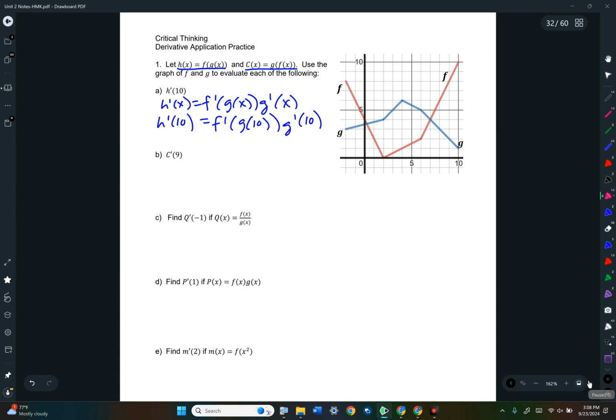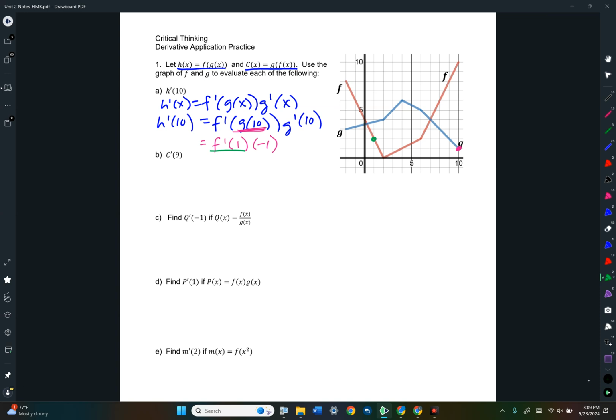Okay, so let's start right here with this g of 10. Well, g is the blue graph. G of 10 is right there, and the value of that is 1. So I'm going to replace this whole thing with 1. So I actually have f prime of 1. What about g prime of 10? Well, that would be the slope right here. And do you see that the slope of that segment is -1? Okay, so I've got one last piece I need to come up with right here. What is the derivative of the f graph at 1? Well, the f graph is the red one. So what is the slope of that f graph right there?